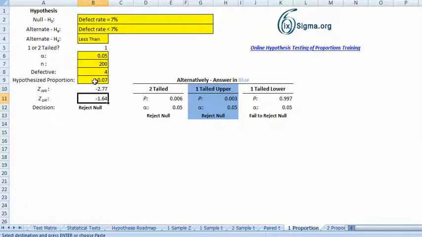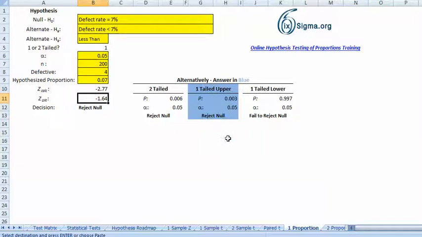So the hypothesized proportion is 7%. That's what I'm testing for, or against if you like. The z-calc is minus 2.7 with a critical of minus 1.64. And so in this case we reject the null. Now the null says that the defect rate is equal to 7%, and we're saying no, we want to reject that, and we defer to or accept the alternate, which is in the population the inference is the defect rate is less than 7%. And alternatively, we've got a one-tail test where the p-value is extremely low versus the alpha, so we reject the null.